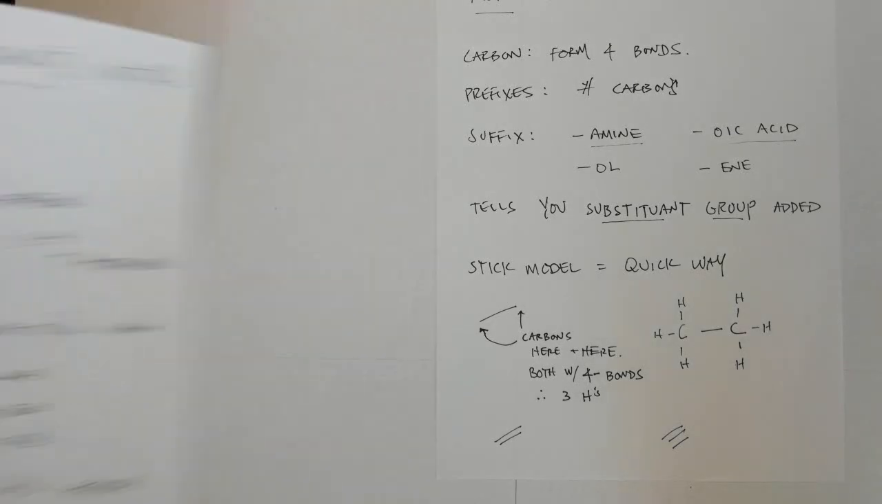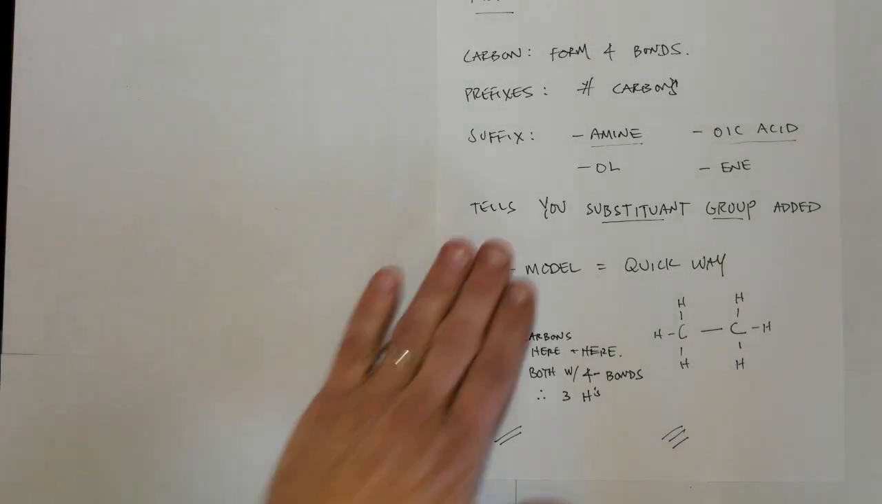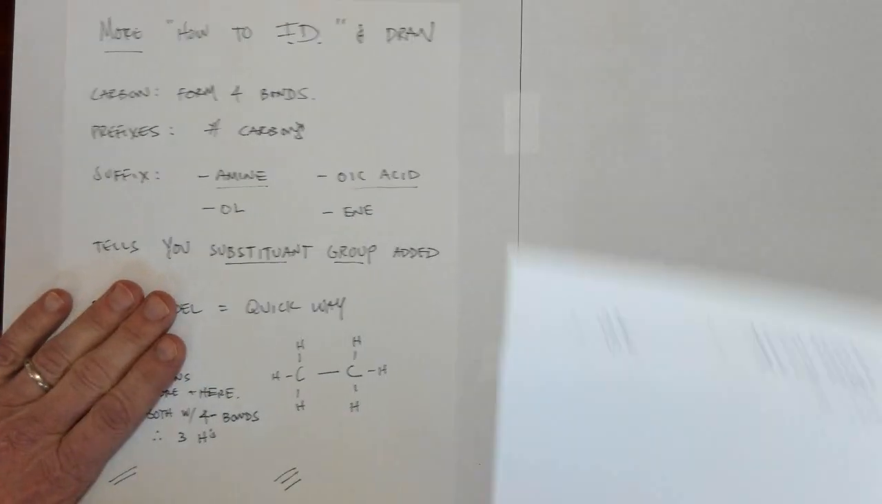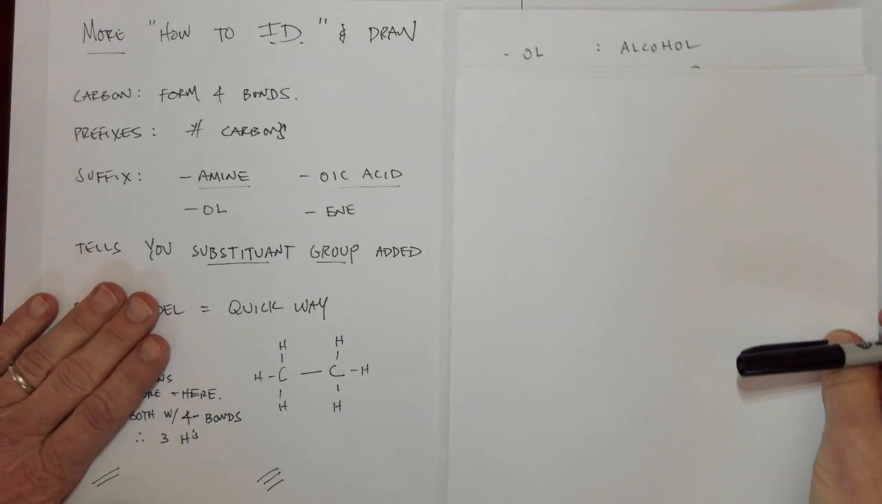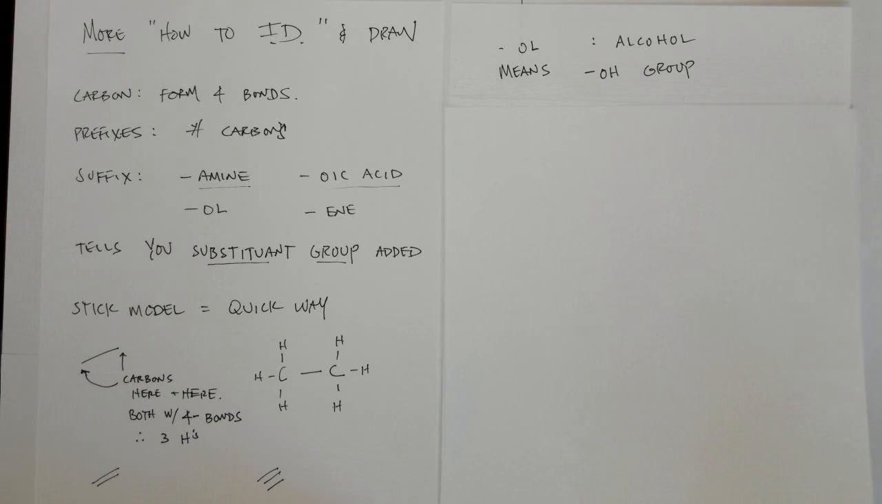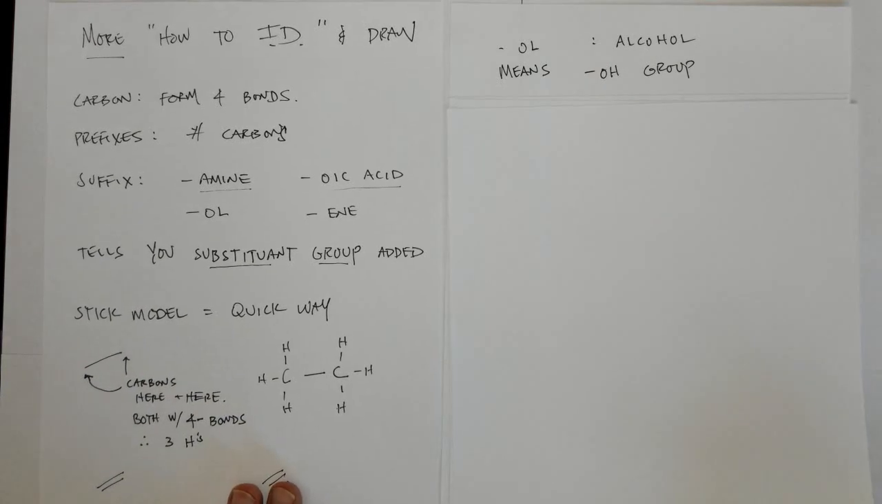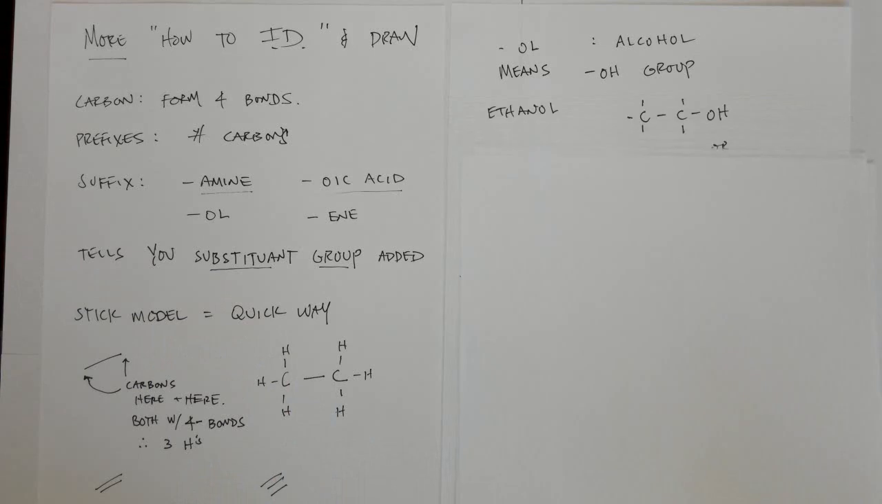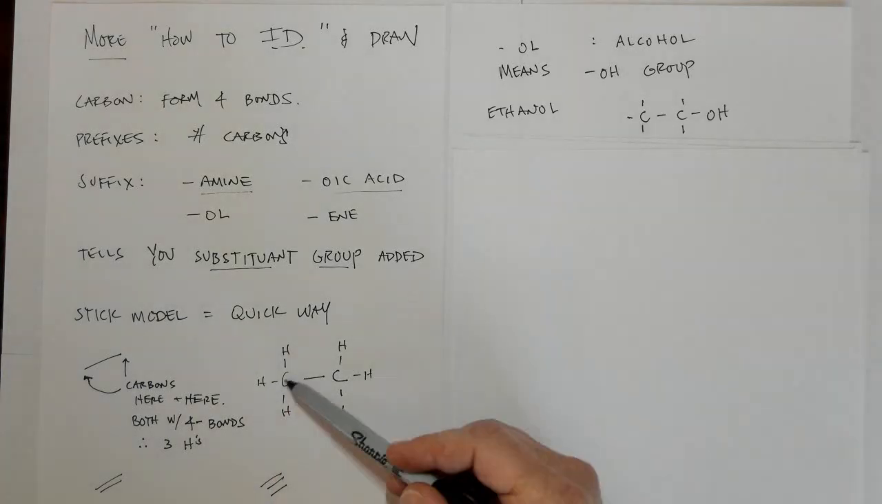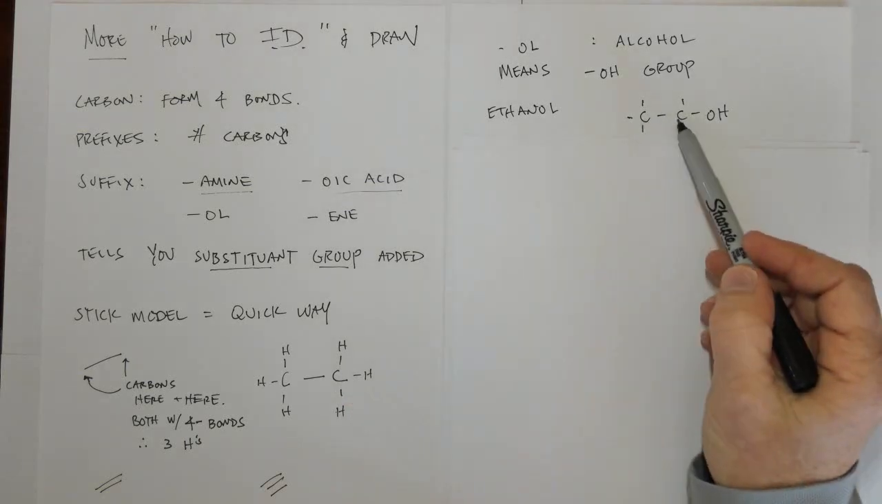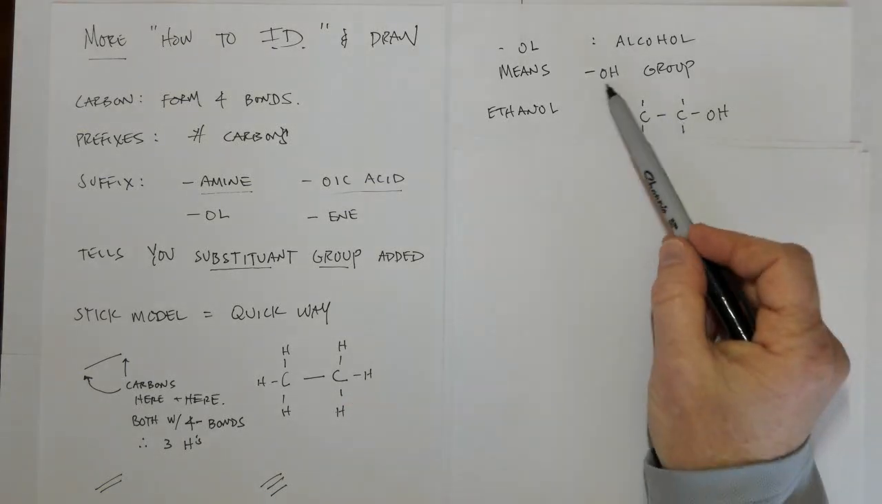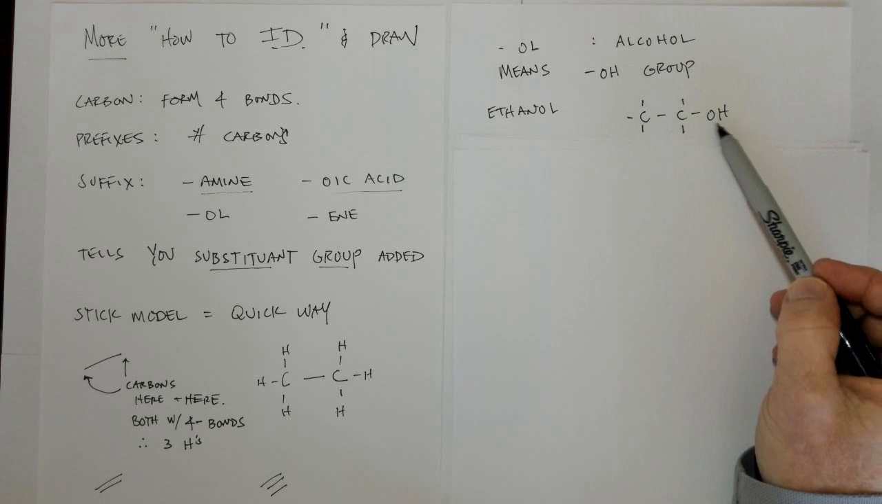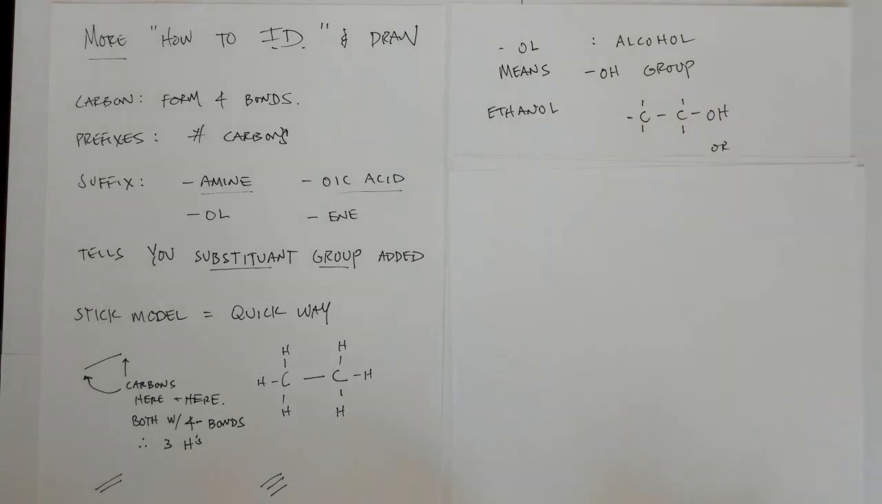All right, let's focus on these suffixes right now. The OL suffix means that it is an alcohol, and an alcohol means that it contains an OH group. The OH group would be attached to a carbon somewhere in the structure. So here's an example. Here's ethanol. This is just like ethane, except one of the hydrogens is replaced with an OH group right here. So this would be called ethanol.